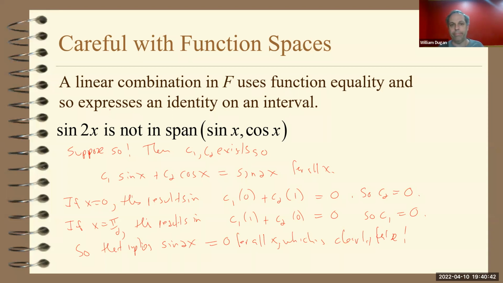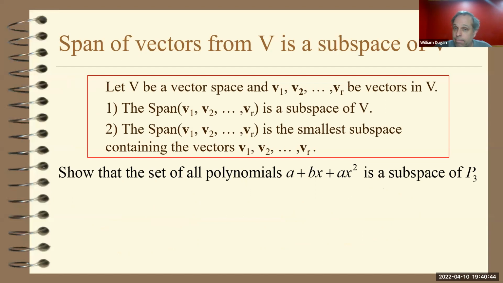All right, good. Last thing. The one thing I've left out of all this is, if you have a span of vectors, what's so special about it? Back when we first introduced it in Rn spaces, I proved to you that the span of a bunch of vectors is always a subspace.